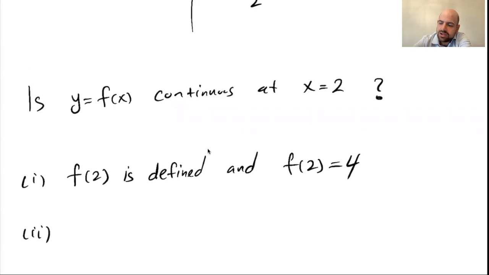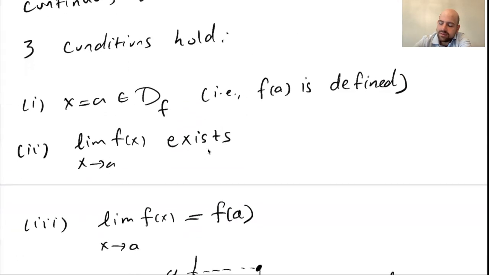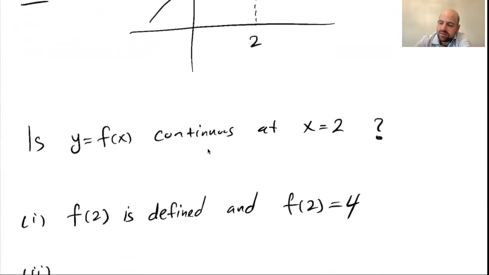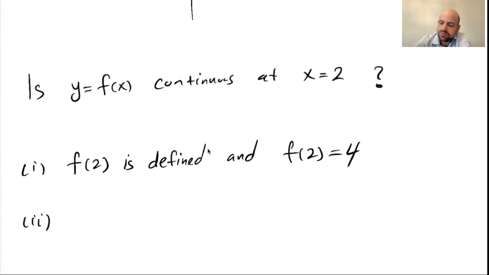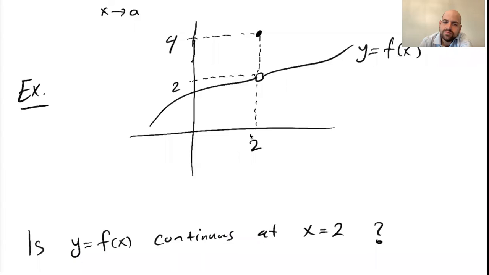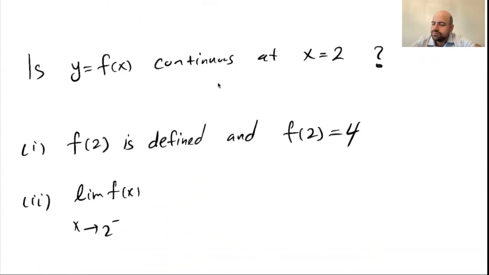Then the second condition, the limit must exist. Does it exist? Limit f of x as x approaches 2. So let's check. Limit f of x as x approaches 2 from the left. If x is a little bit less than 2, for example around here, what can we say about the output? The output will be very close to 2, right? So as x gets closer and closer to 2 from the left, the output will be closer and closer to 2. So the left limit is 2.